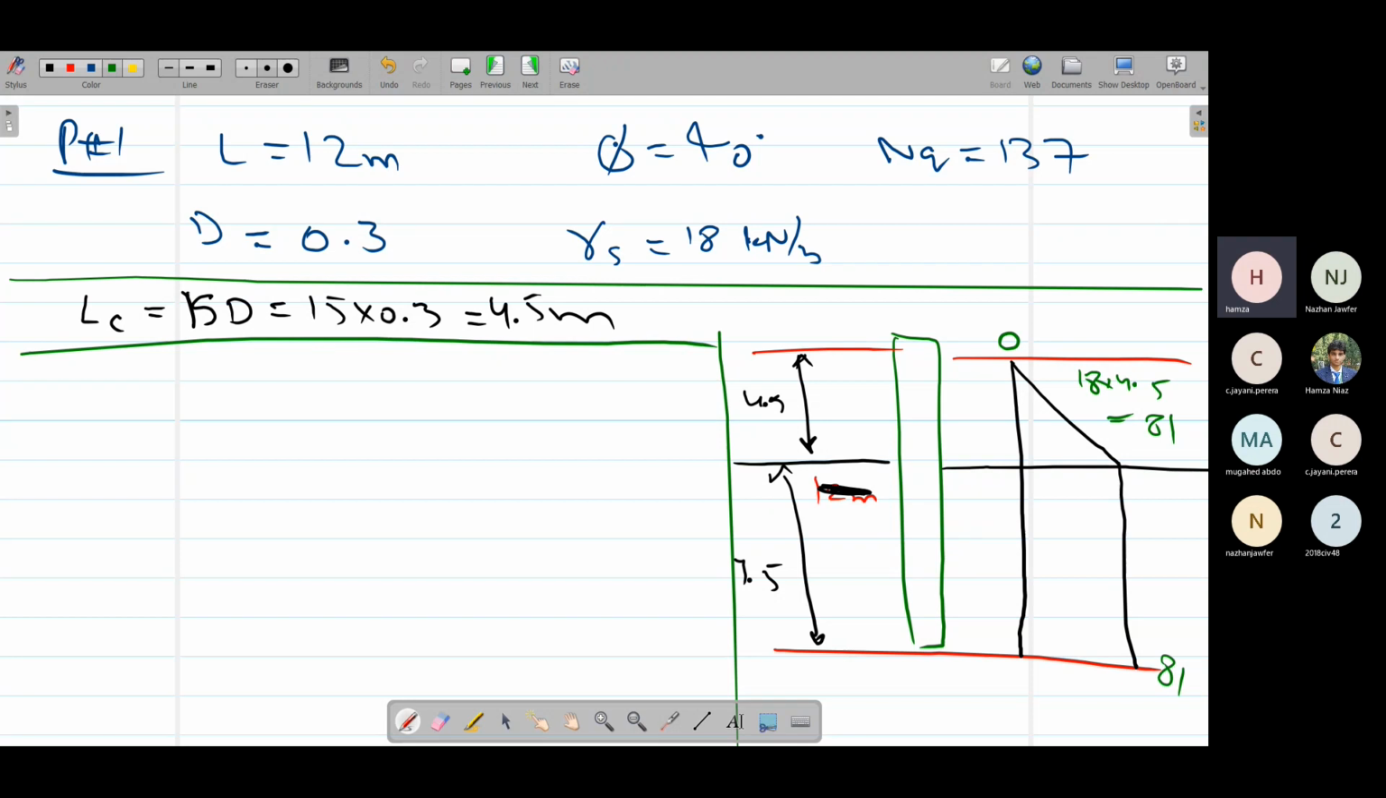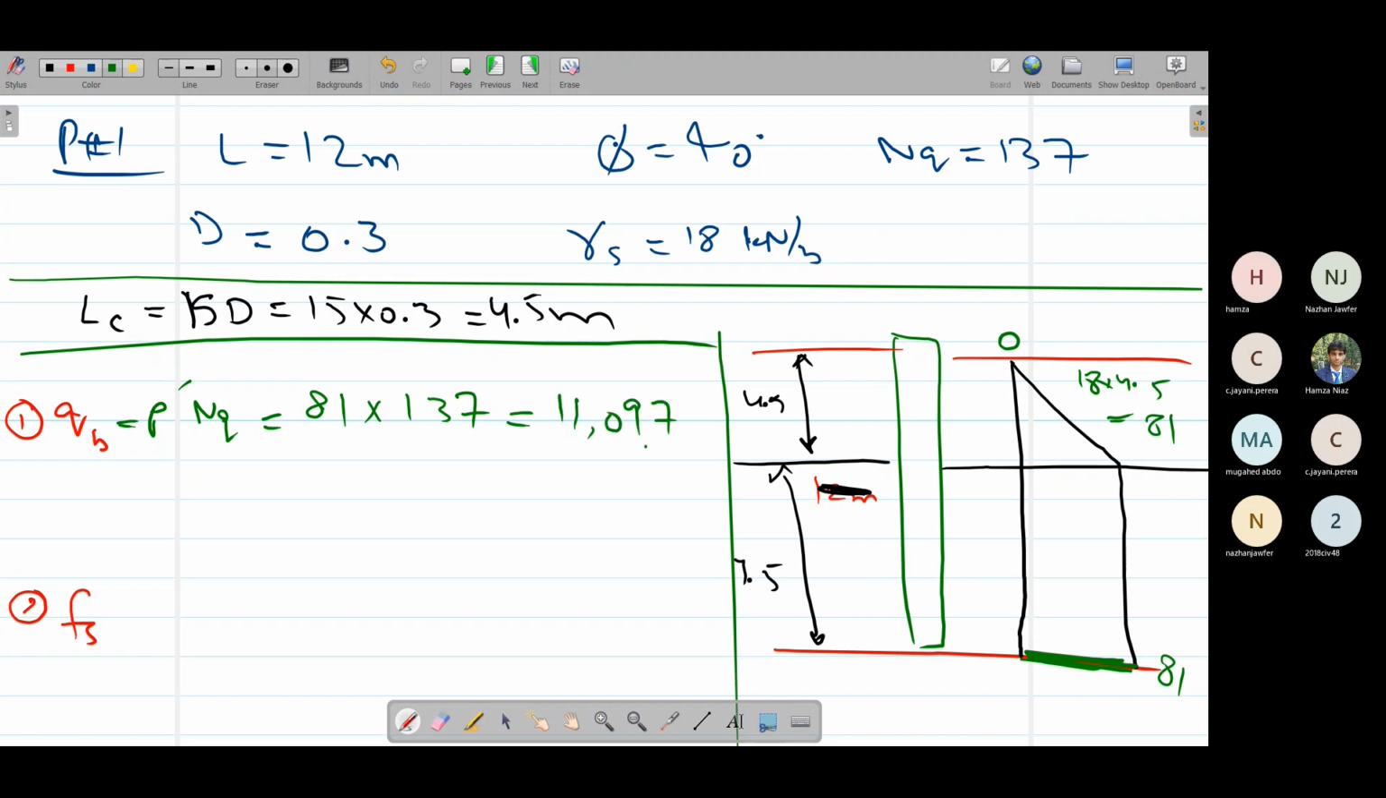After this, what do we have to calculate? We have to calculate QB, and the second case is FS, the same two things. The QB is P dash NQ. Now P dash is the pressure at the base, because this is the base resistance. Remember, P dash is always the base pressure. At the base the pressure is 81, so 81 times NQ, 137. This is 11097 kilopascals.